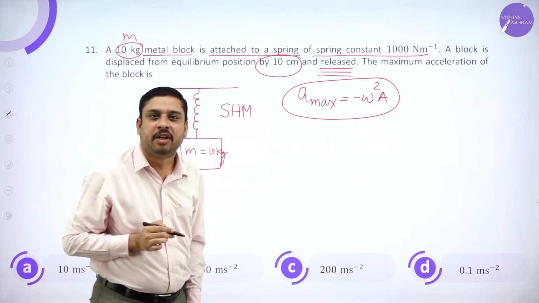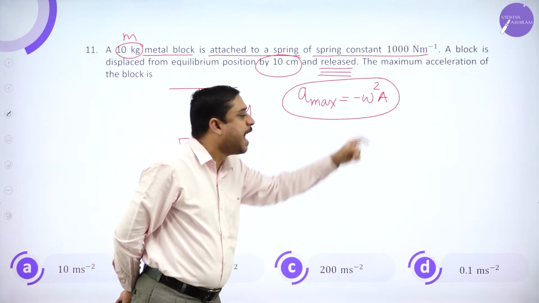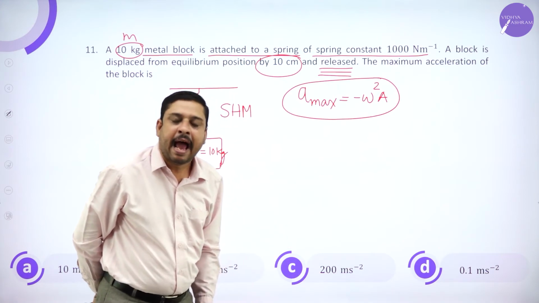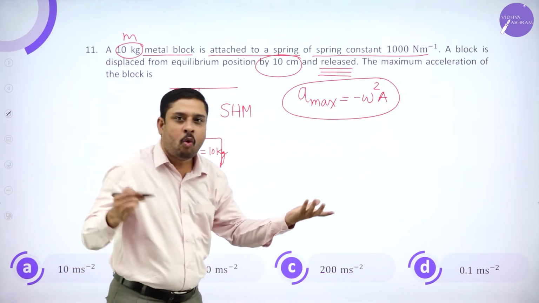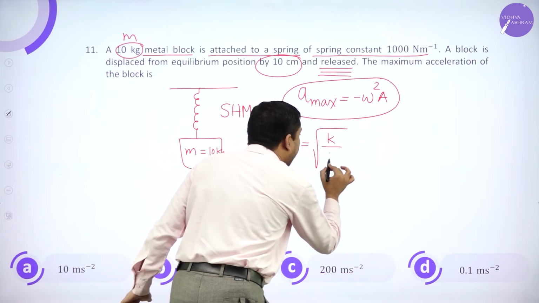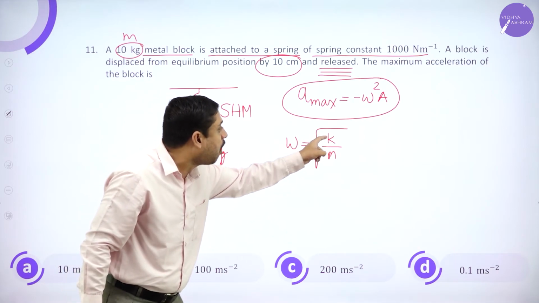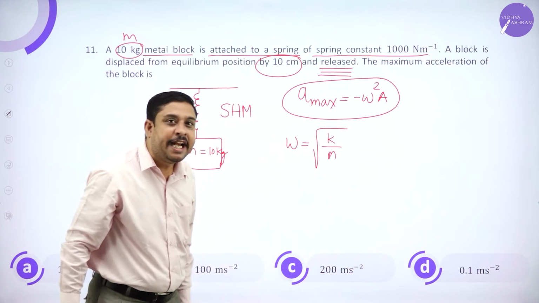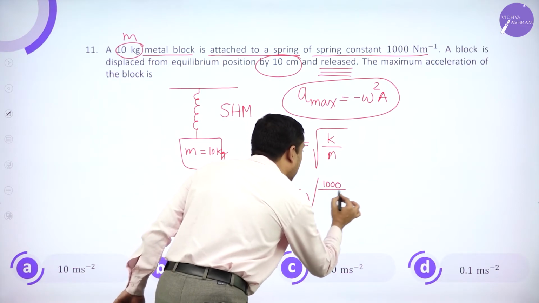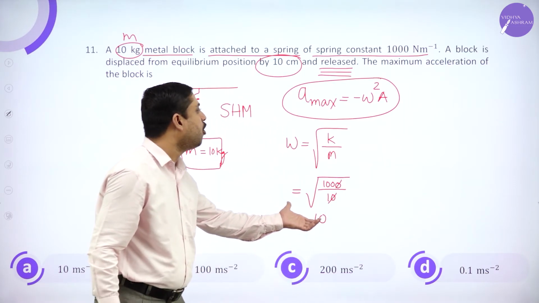Maximum acceleration during simple harmonic motion is minus omega square A, where omega is called angular frequency and A is called amplitude. Omega is not known, but I know omega is root k by m. You must know all these expressions. In terms of spring constant, root k divided by m: spring constant is 1000, mass is 10, root 100, which is 10. I've got the value of omega.